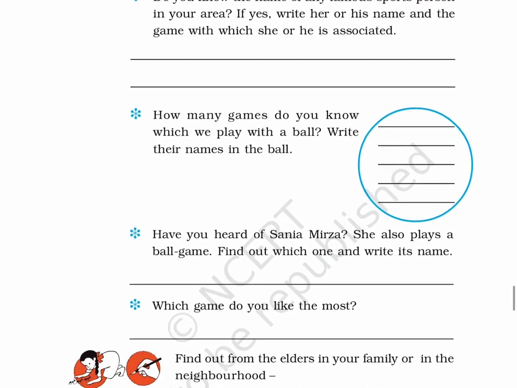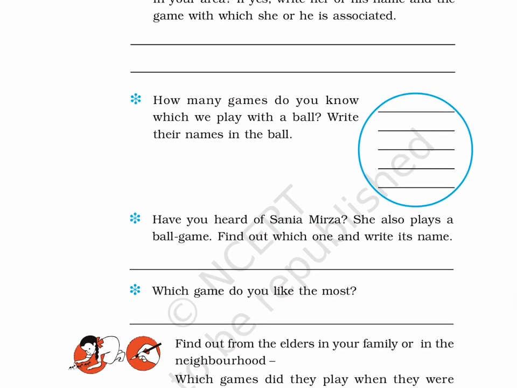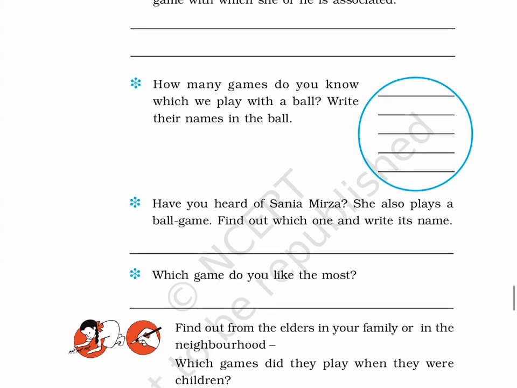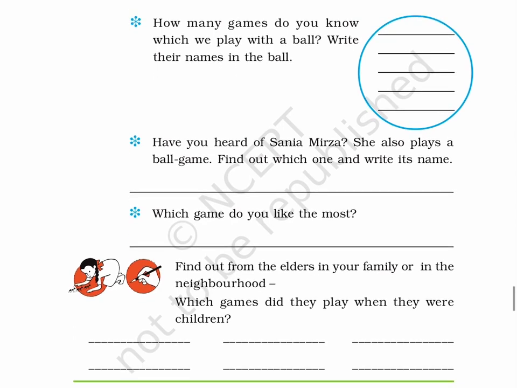2. How many games do you know which we play with a ball? Write their names in the ball. Here is a shape of a ball given on page number 108 with 5 blank spaces. Write your answer in it.